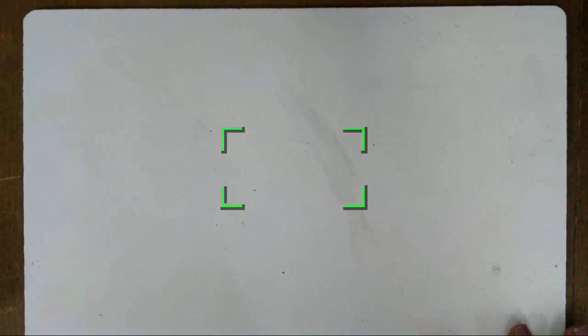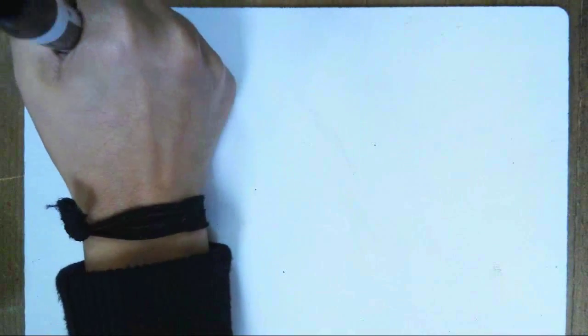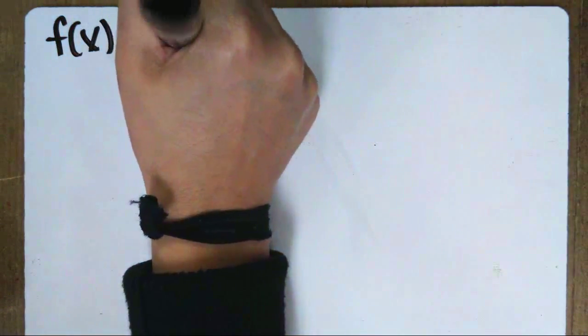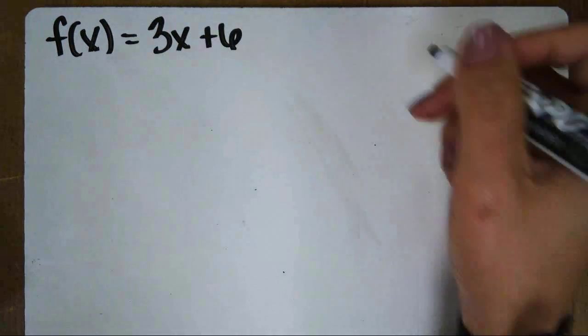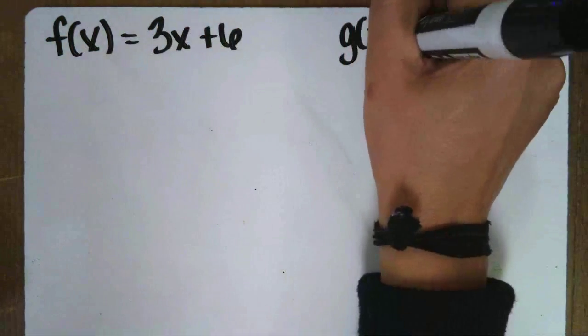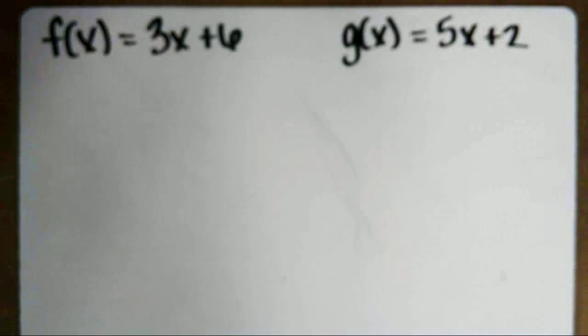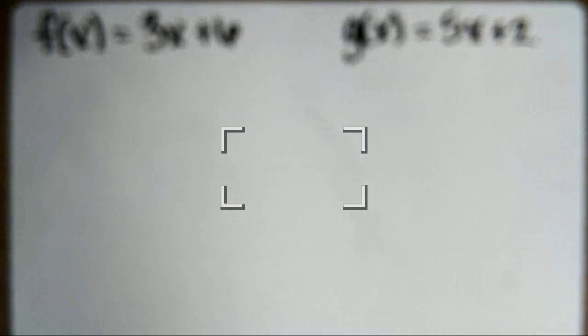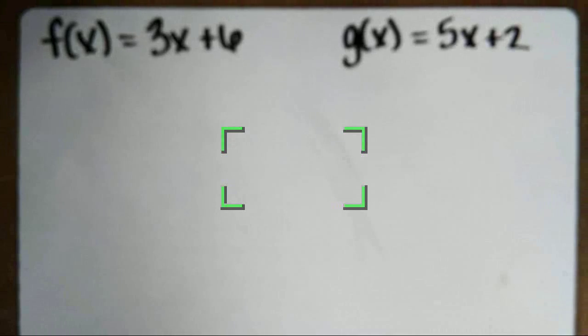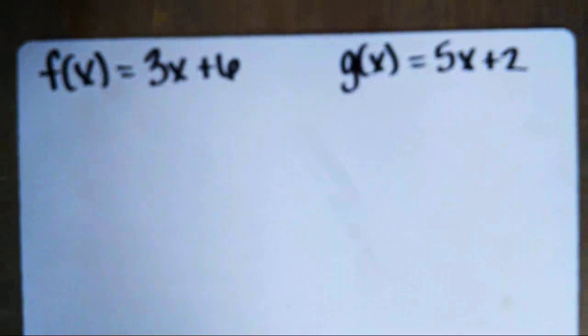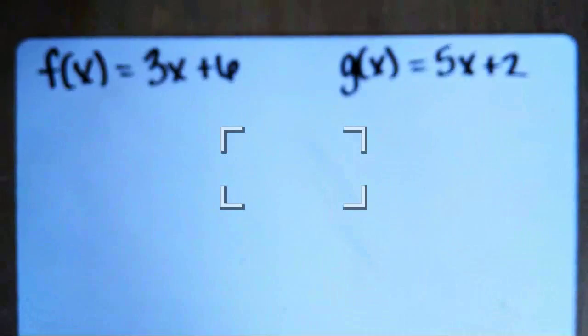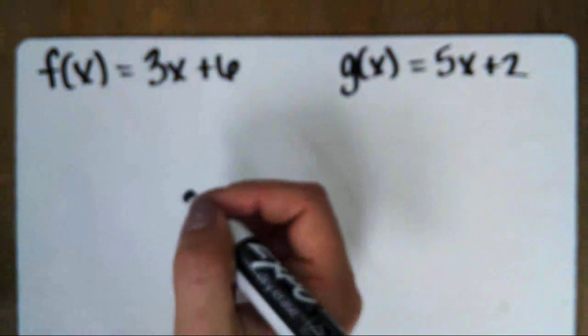Okay, so if we have f of x, we know that f of x is equal to 3x plus 6, and g of x is equal to 5x plus 2. Okay, sorry, the camera's focusing here. Give it a second. It's taking its time right now. I don't know why it's taking forever. Sorry, guys. Okay, let's see if it will focus in a second.